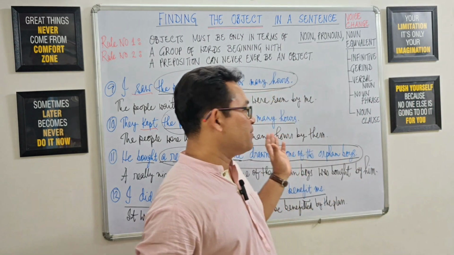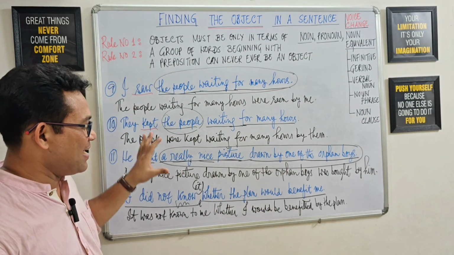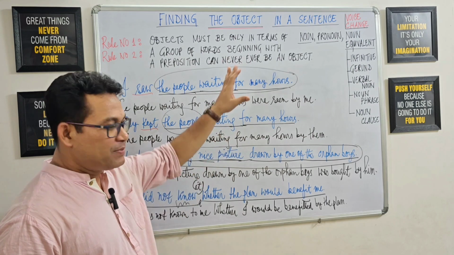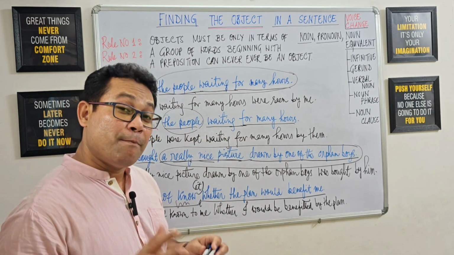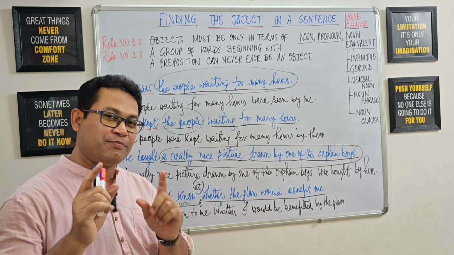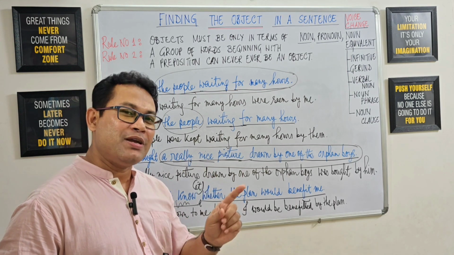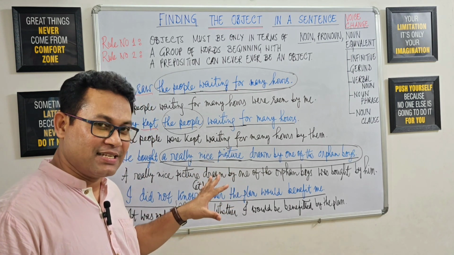Alright friends, so these 12 examples will be sufficient for you to understand that an object in a sentence can be both simple and complex in nature. But whether simple or complex, an object should be found out rather quickly and accurately in a sentence.